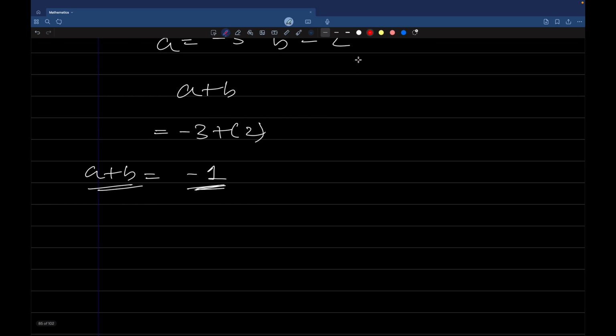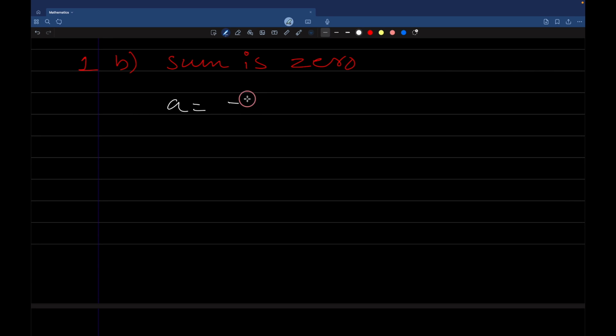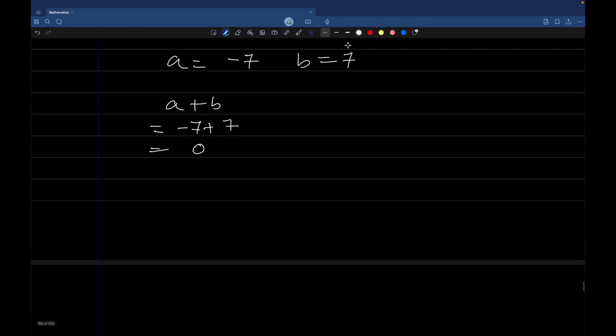Let us solve question number 1b. B says that we have to find a and b such that the sum is 0. We can take a equals minus 7, b equals 7. We will get the sum a plus b equals minus 7 plus 7, that is equal to 0.